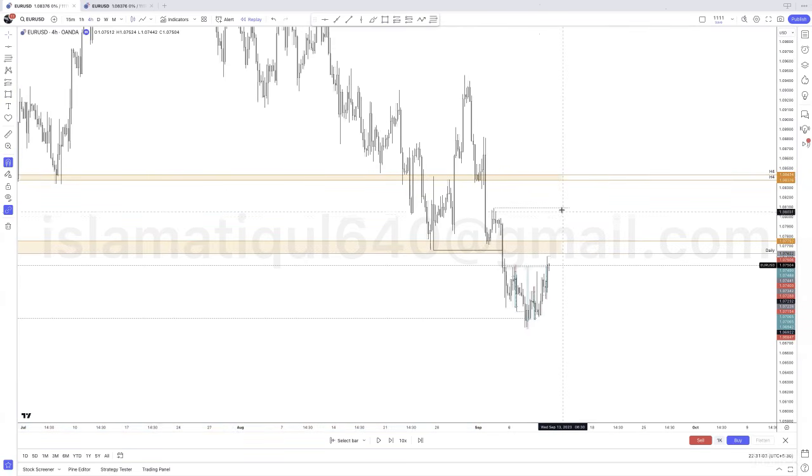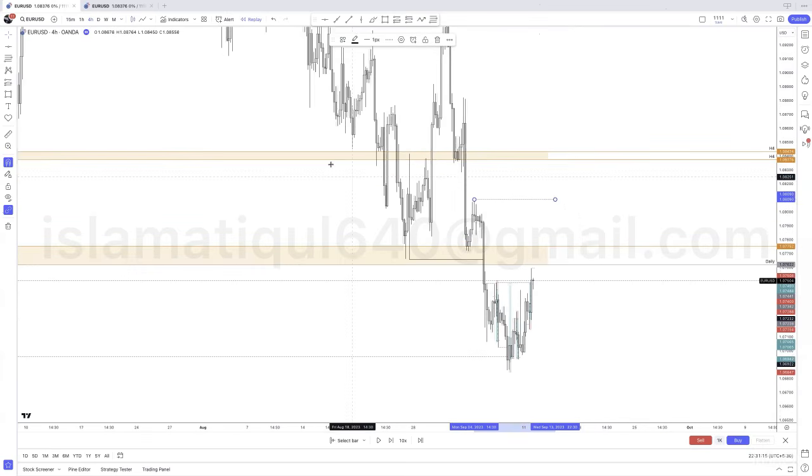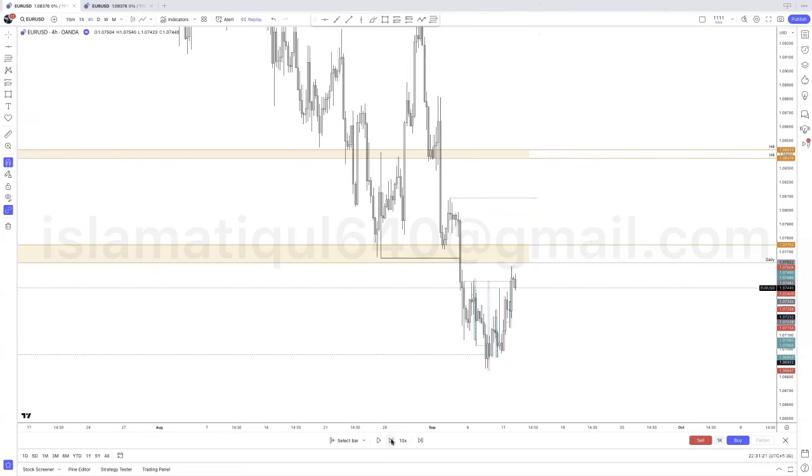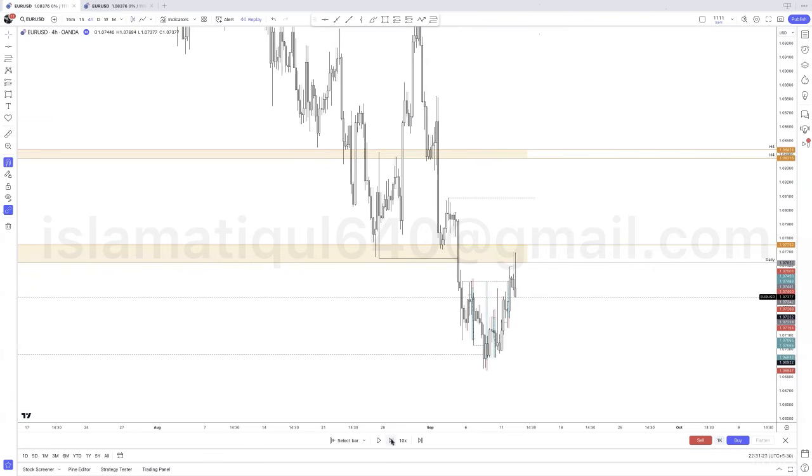I'm not going to just assume stuff, that it's going to move here and this zone is not right. No, I will pay attention to this zone. If it fails, I would expect the market to go here. That is all I'm expecting. So let's wait for Asia to end and then decide what to do.